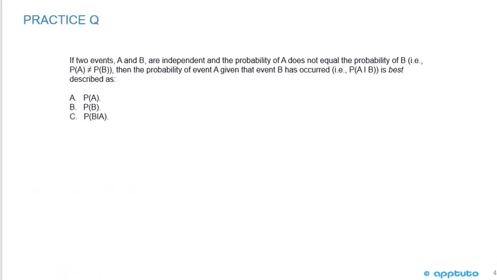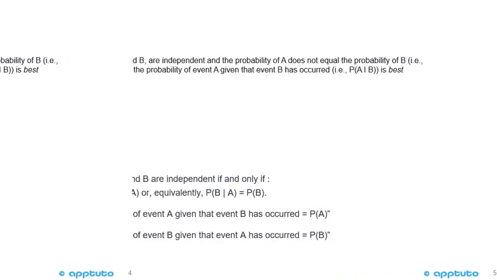Okay, we're going to end the video for this LOS with one last practice question. If two events A and B are independent and the probability of A does not equal the probability of B, then the probability of event A given that event B has occurred is best described as: A, the probability of A; B, the probability of B; or C, the probability of B given that A has occurred.